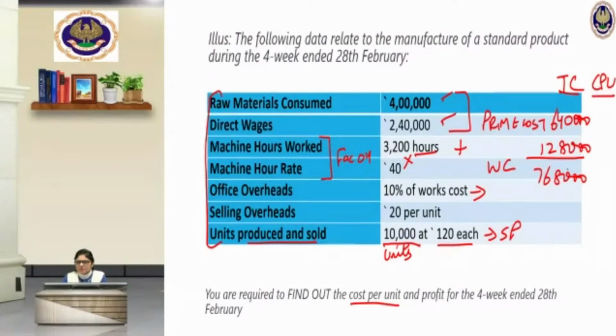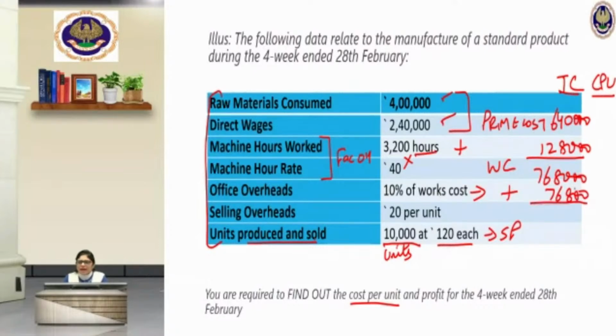So 10% of works cost, 76,800, should be office overheads. You add it to the works cost. Office overheads, which is admin overheads, will be added to the works cost. It's absorbed as 10% of works cost. All the three overheads will be absorbed. Office overheads are absorbed as 10% of works cost.